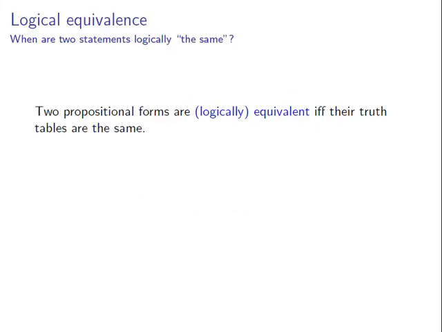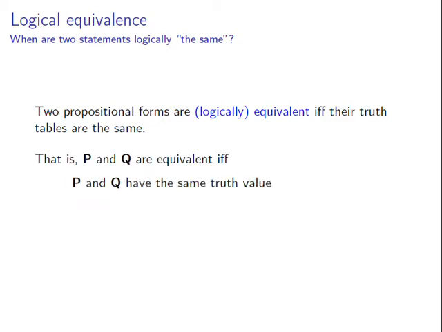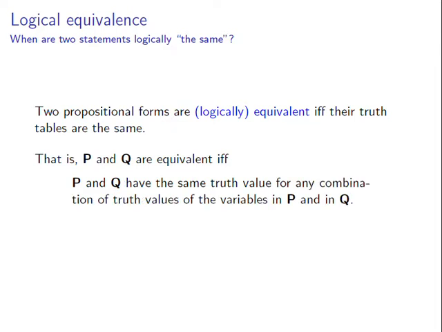Two propositional forms are said to be logically equivalent if and only if their truth tables are the same. That is, P and Q are equivalent if and only if P and Q have the same truth value for any combination of truth values of the variables in P and in Q. We use a triple horizontal bar to denote equivalence.